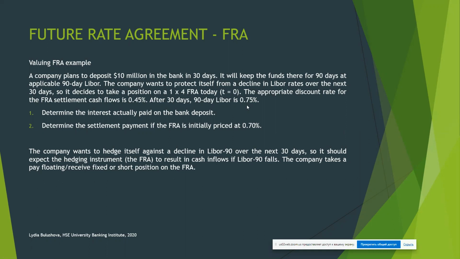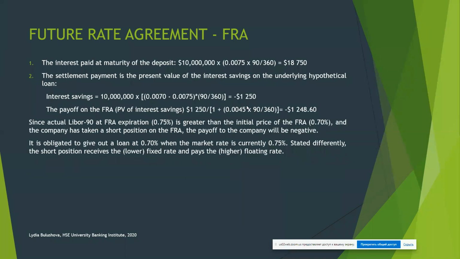We need a FRA that results in cash inflows if 90-day LIBOR falls. I need protection from a rate drop, so I have to take pay floating, receive fixed, right? Because I'm afraid the floating rate will drop, I want to receive fixed. We call it a short FRA. And here we have our calcs.